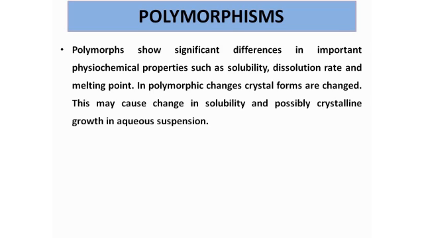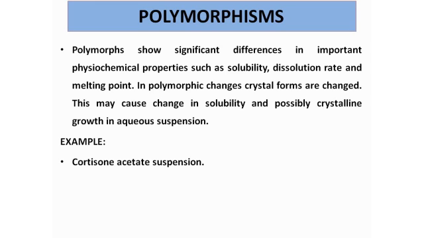Generally, polymorphism changes the crystal form of the drug, and this may cause a change in the solubility. So if the drug changes from one polymorph to another polymorph, what will happen? It will affect the solubility, dissolution rate and melting point of the drug, and we may not get the desired therapeutic efficacy.